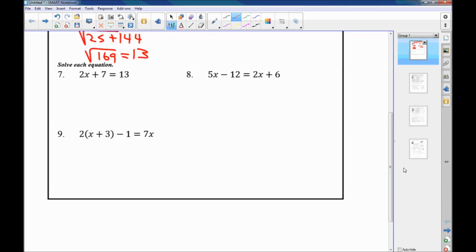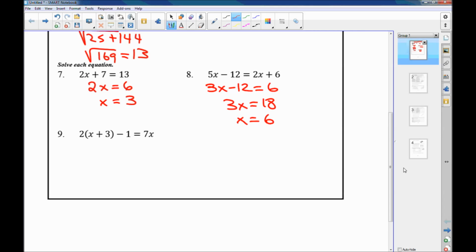All right, so then we have a little practice on solving equations. So here we're going to move the 7 over first. So 13 minus 7 is 6. And then divide by 2 for 3. And the second one, we'll get all the x's on the same side. So I'll subtract 2x from both sides, which will make 3x minus 12 is 6. And then I'll add 12 to both sides to get 18 and divide by 3 for 6.